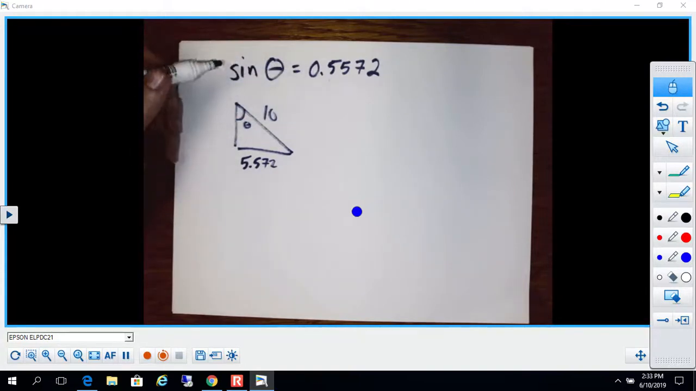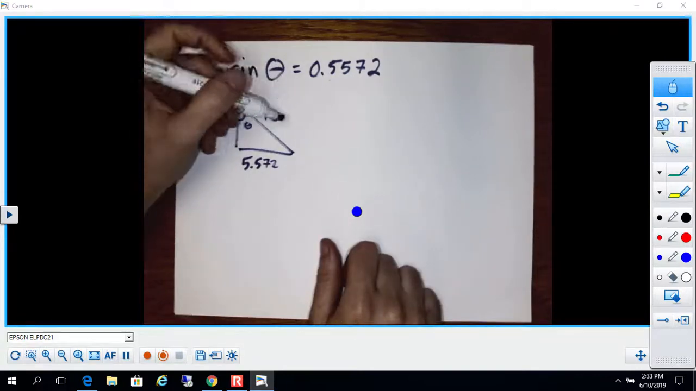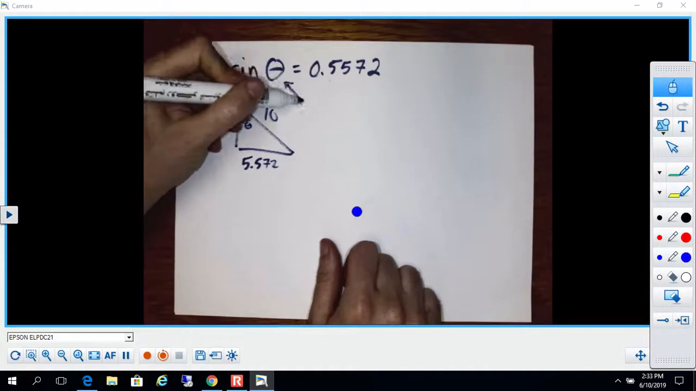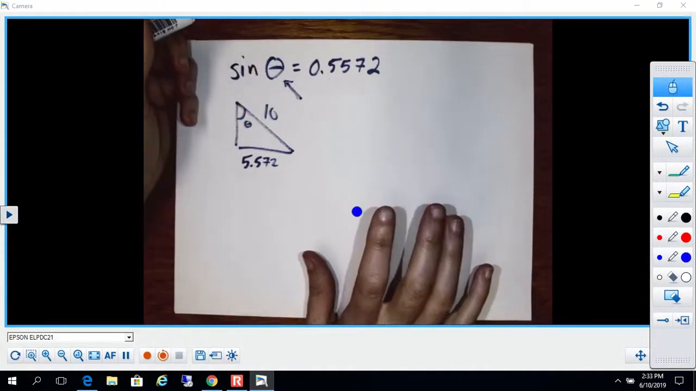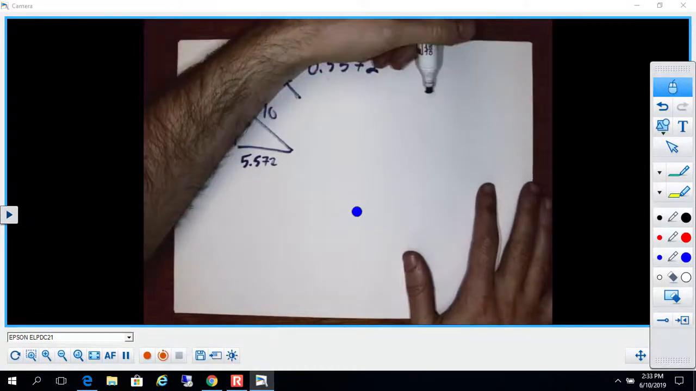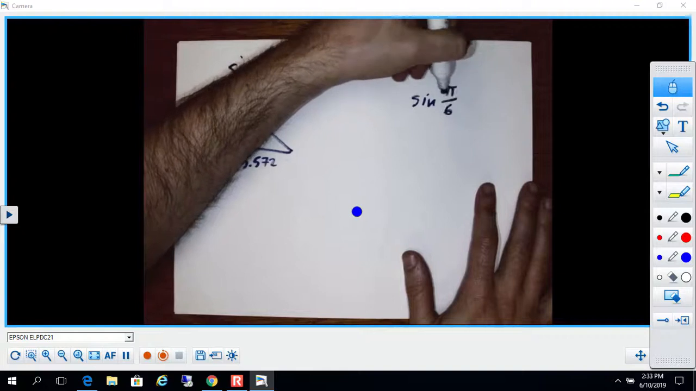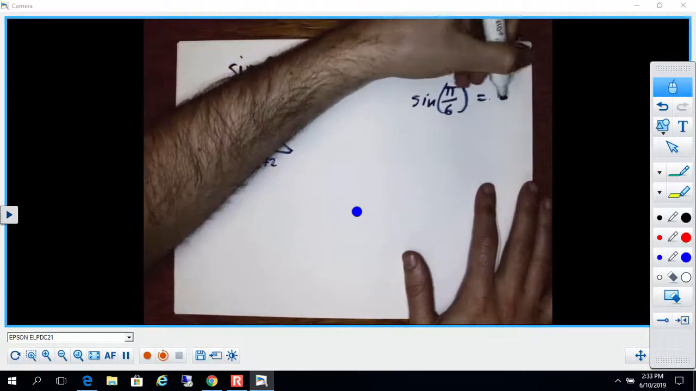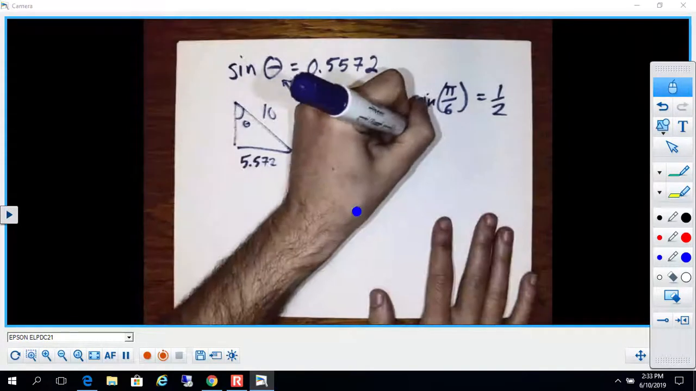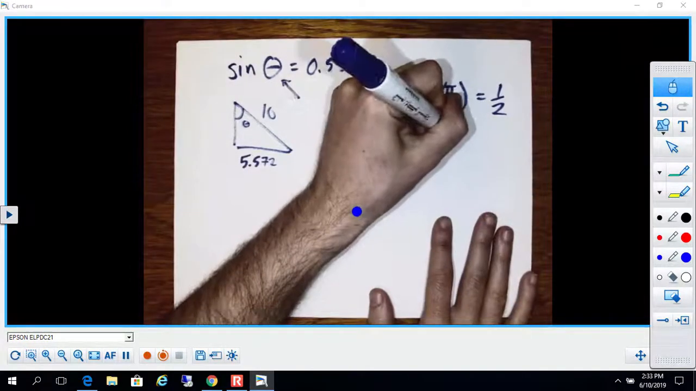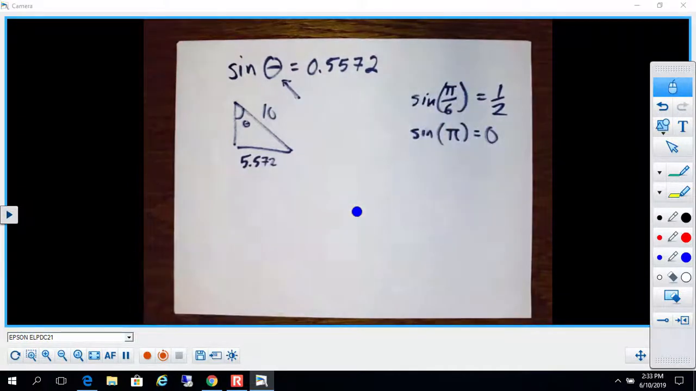So here, normally what we do is we input an angle, right? And we get out some ratio, some number. So for example, normally we would do something like sine of pi over 6 and get out 1/2. Or we do sine of, let's say, pi and get 0, right?